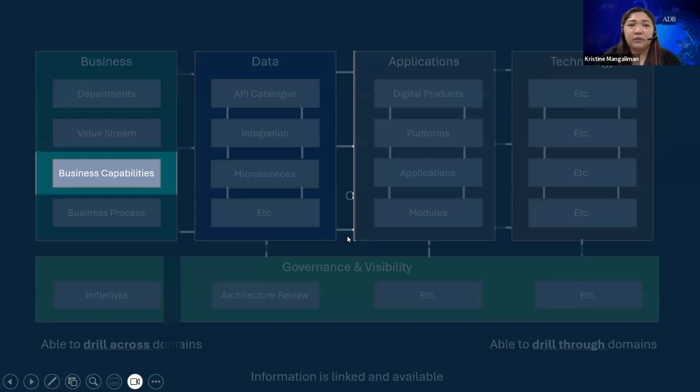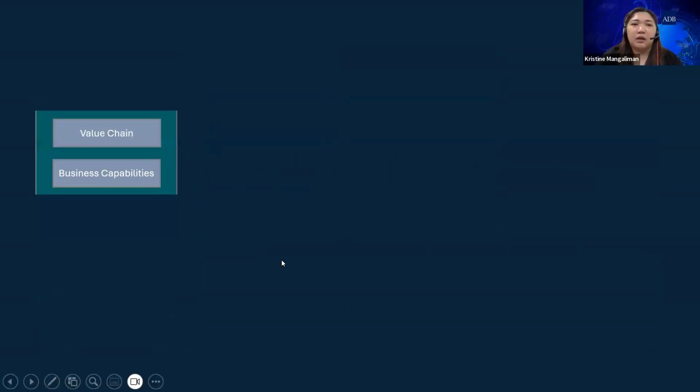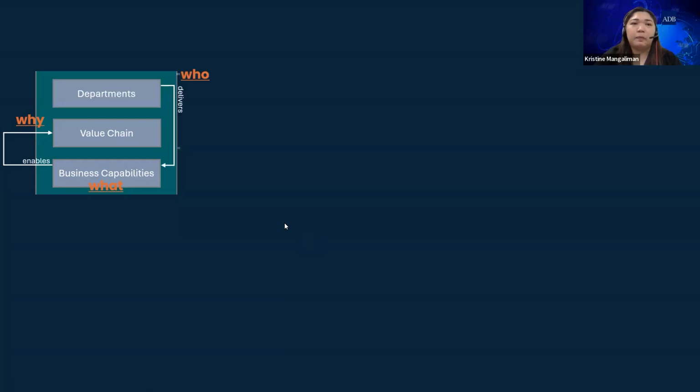But for this session, we'll focus first on business capabilities. You might have been in the session with Ryan earlier, where he talked about business capabilities. Our simple definition is that this describes what ADB does. So if business capabilities are the what, we connect them to the why. So why we're doing those business capabilities. So we connect our business capabilities to our value chain and value streams.